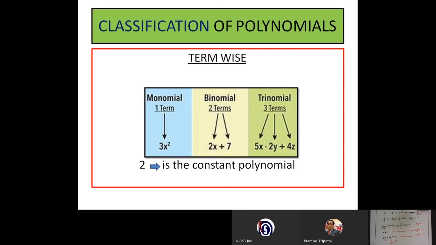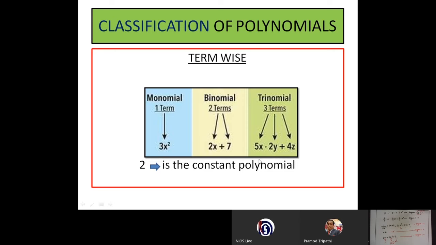So it has three terms, x square plus 5x plus 6. This is a polynomial in one variable. There is only one variable, that is x here. In the third trinomial case, we have taken three variables here, x, y, and z. So there are three terms, 5x, minus 2y and 4z.